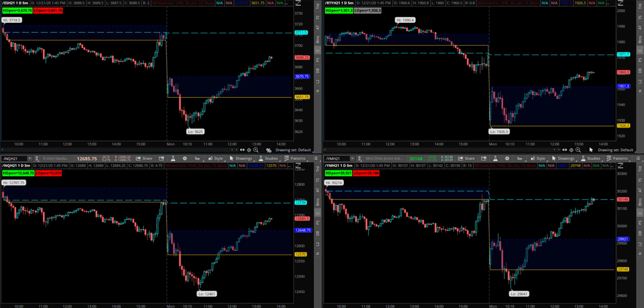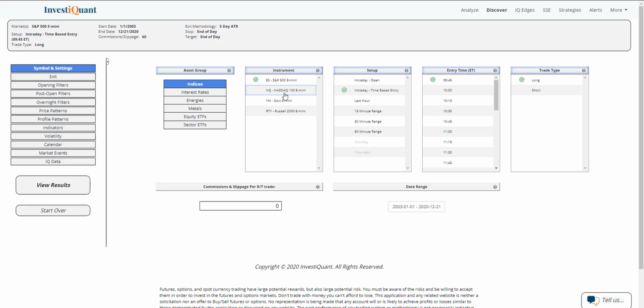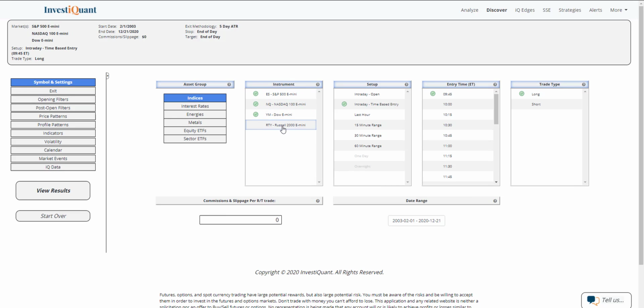But what I wanted to do this afternoon is take a look at what has happened historically when you get this sizable down gap like we're having, and then you are trading in the top portion of the range as you approach the close in a similar environment. So let me go ahead and set this up and discover using all four instruments.